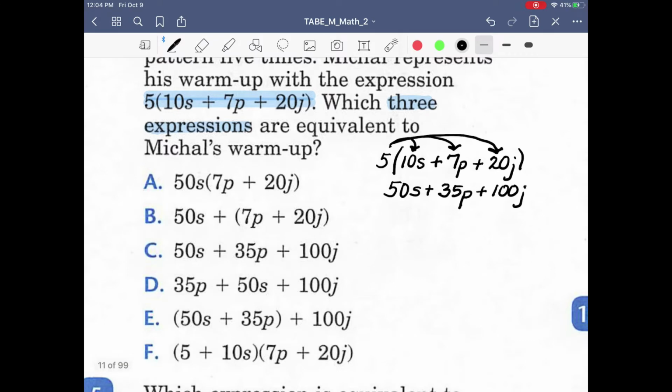And I see that one is D. So here's one of them. We need 2 more though. So looking at the first one, if I use distribution, I don't want to multiply s times p. That is not one of the things that I want to do. So this is not one of the choices. 50s plus 7p plus 20j, that one would be okay if we had a 5 right here. But we can't forget about this distribution. So this one would not work either.